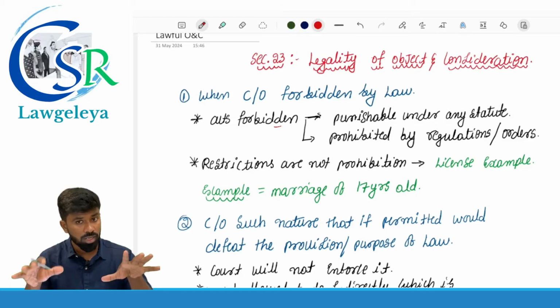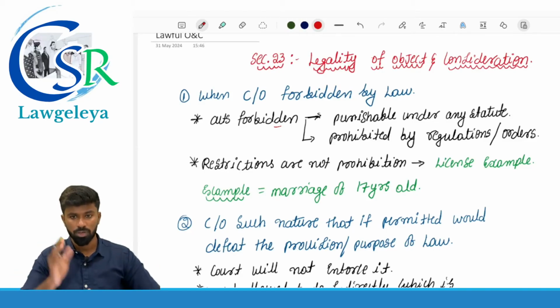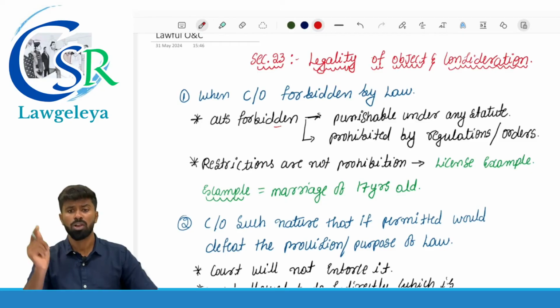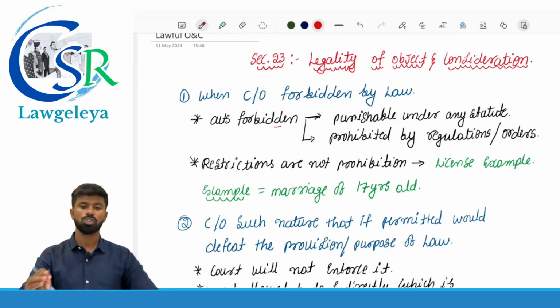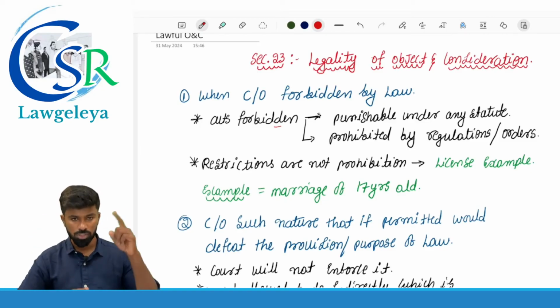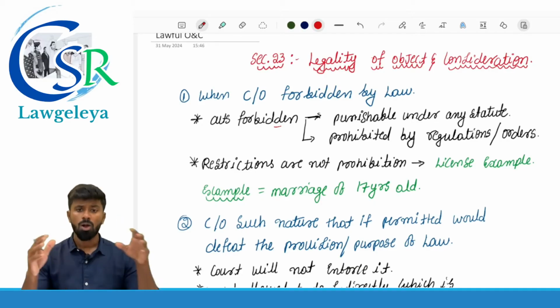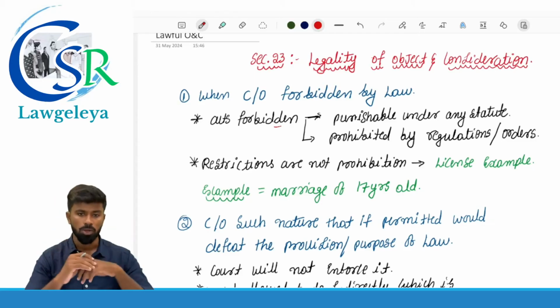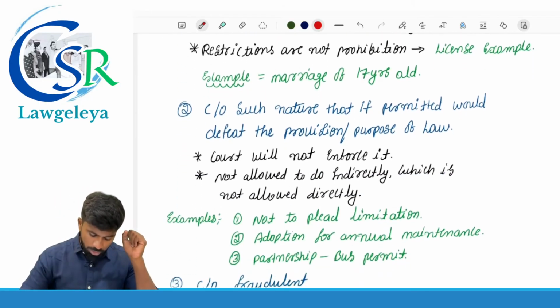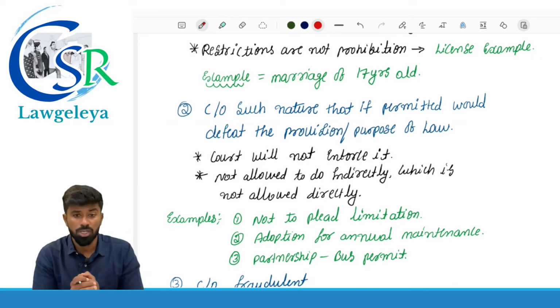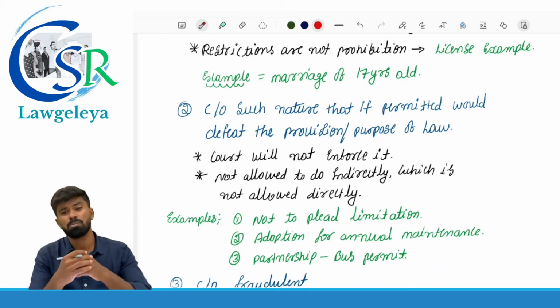If it is restricted, it is not considered as an unlawful object. For example, a license by the forest officer, subject to restriction. If it is transferred, not considered as an unlawful object. Only if it is forbidden, it is called an unlawful object. So the first scenario when it is considered unlawful is when the consideration or object is forbidden by law. Second one, a consideration or an object is of such nature that, if it is permitted, it would defeat the provisions of the law or the purpose of the law.